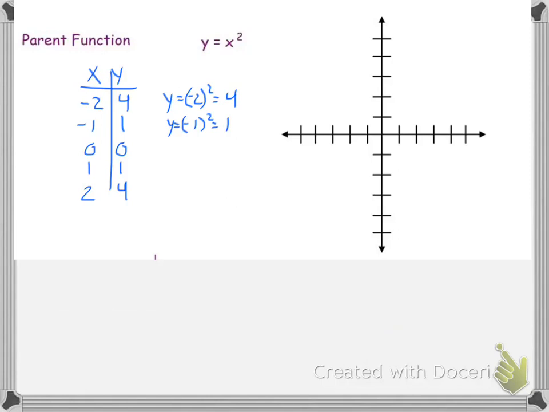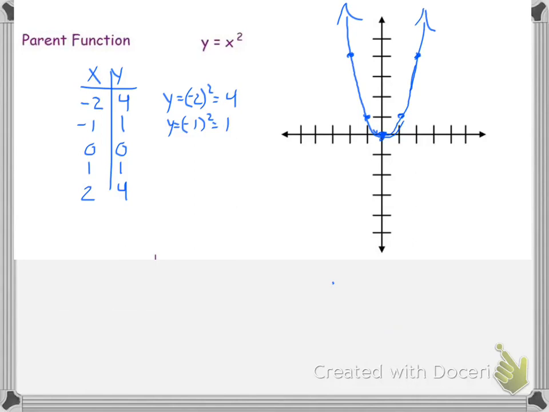So I'm going to plot those points. 0, 0, -1, 1, -2, 4, and then 1, 1, and 2, 4. And then I draw the parabola. Now remember, it's not a V, it's more of a U shape. It has a curve here at the end, at the vertex, and that's going to be my parabola.